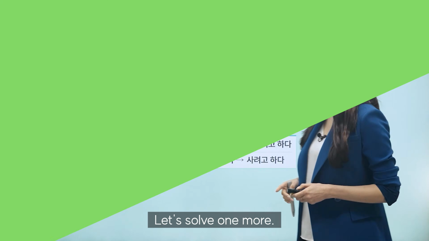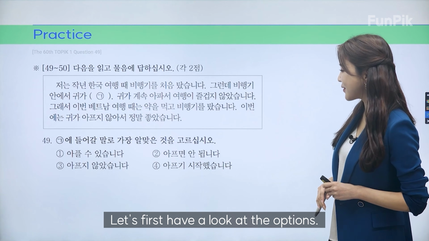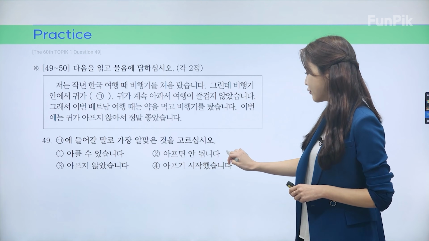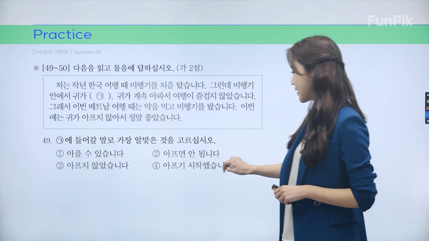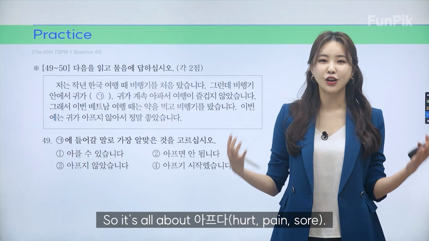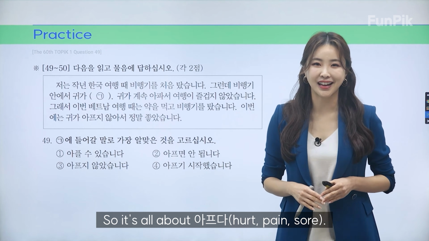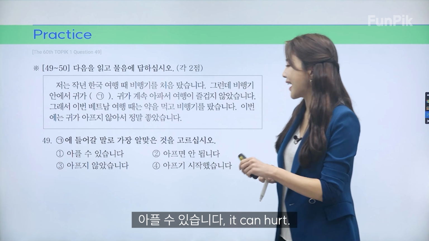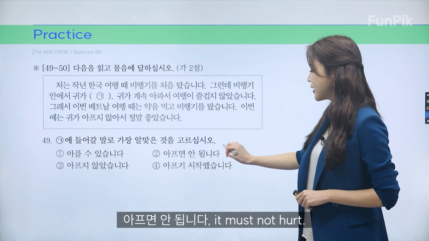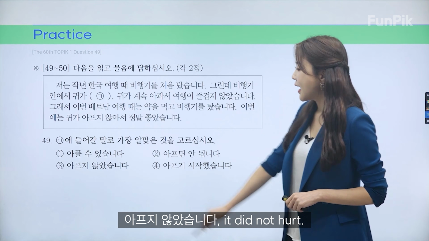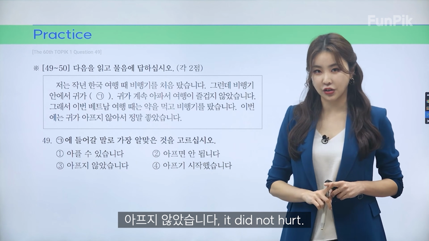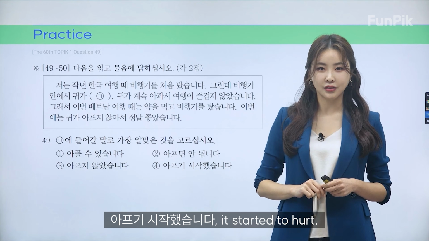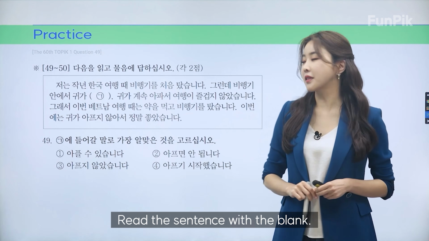Okay, let's solve one more, shall we? Let's first have a look at the options. 아플 수 있습니다. 아프면 안 됩니다. 아프지 않았습니다. 아프기 시작했습니다. So it's all about 아프다, hurt, pain, sore, and so on. Let's translate. 아플 수 있습니다, it can hurt. 아프면 안 됩니다, it must not hurt. 아프지 않았습니다, it did not hurt. 아프기 시작했습니다, it started to hurt.